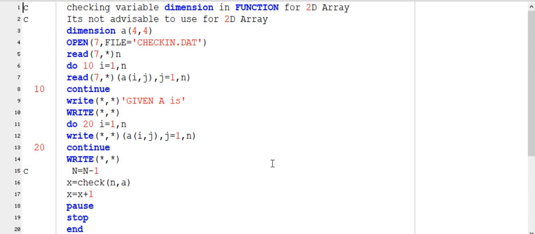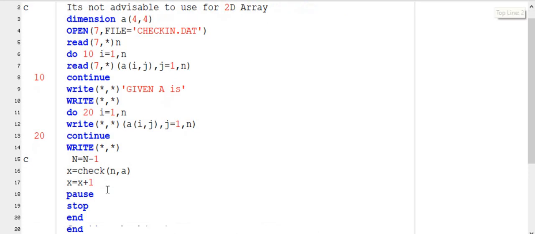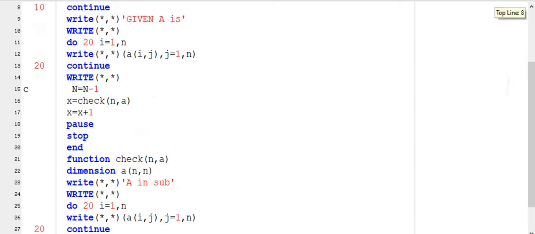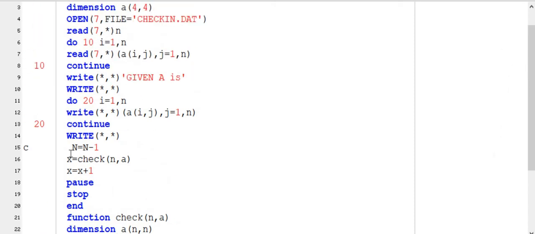So what I will do is run the program twice. Dimension is declared 4 by 4 for A, and here the C commented line is there, n is n minus 1, then I am calling the subprogram check. So this is the subprogram. You see, the subprogram is here: function check with n and a, and dimension is a of nn by nn, where n is coming through the parameter, so it's not 4 by 4, it's a variable dimension I am using. Now what I have done, n is equal to n minus 1, that means the new n is 4 minus 1, which is 3, but that line is commented, so it will not execute this line the first time I run it.